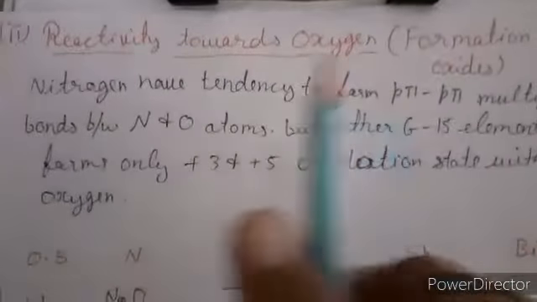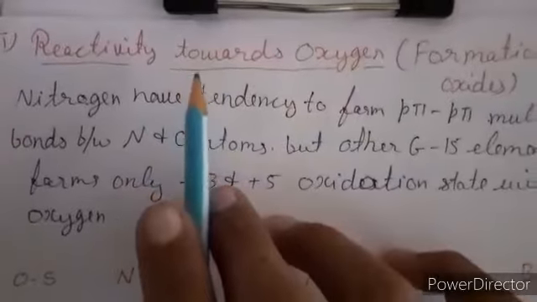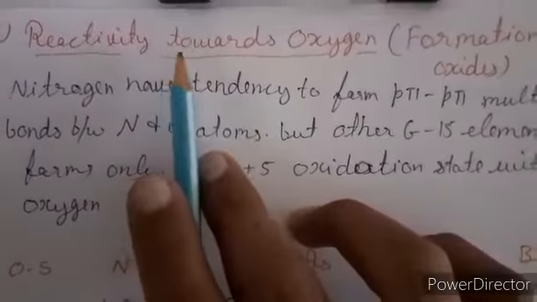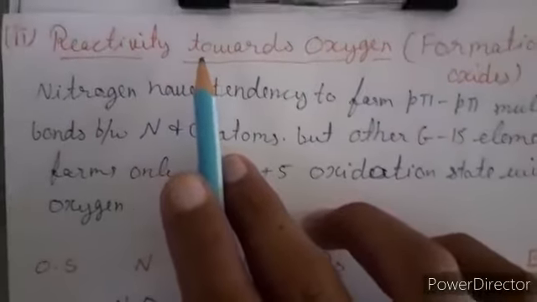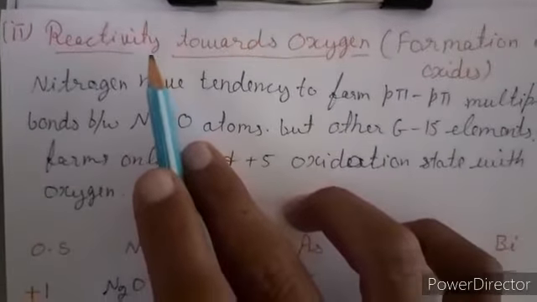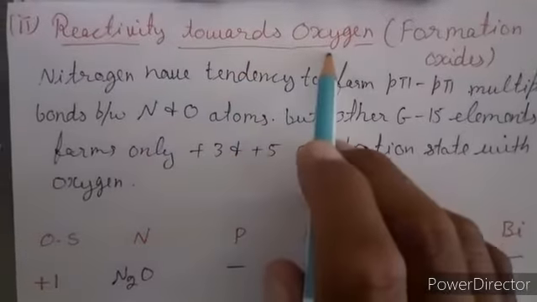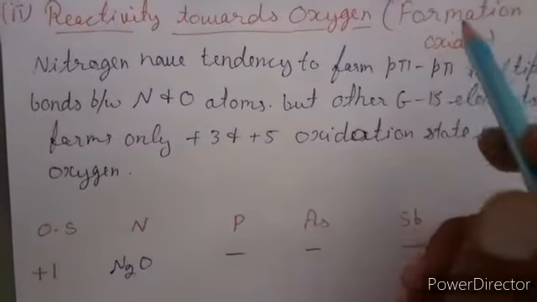Good morning students. Today we start the next topic of p-block elements, group 15 elements. We already started the chemical properties of group 15 elements. Today we discuss the second property, reactivity towards oxygen, formation of oxides.